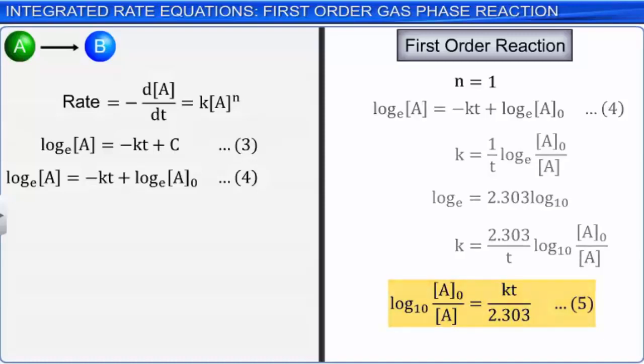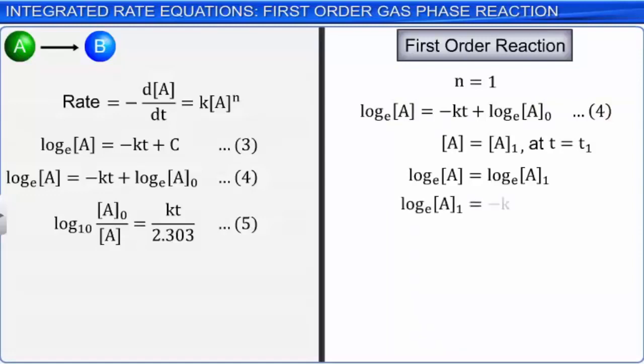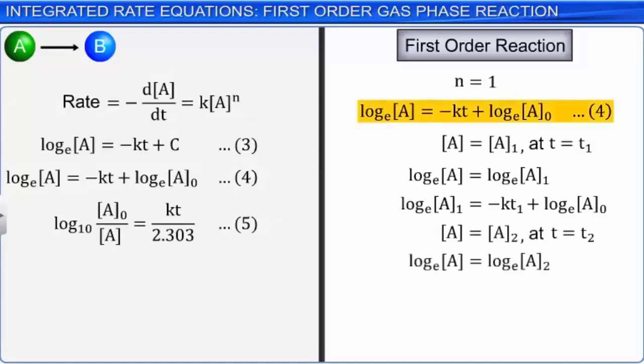If the concentration of A is A1 at time t1, then we can represent equation 4 as log concentration of A1 to the base e equal to minus K multiplied by t1 plus log concentration of A0 to the base e. Similarly, if the concentration of A is A2 at time t2, we can represent equation 4 as log concentration of A2 to the base e is equal to minus K into t2 plus log concentration of A0 to the base e.